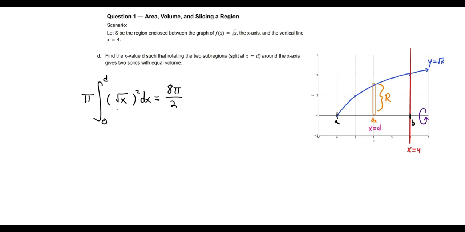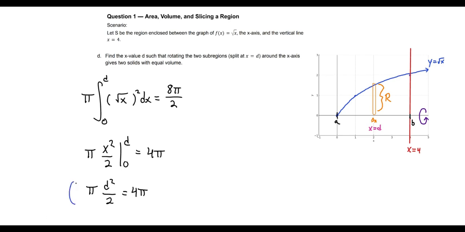So, okay, let's start by evaluating this integral over here. The square root of x squared is just x. Once you find the integral, you're just going to get x squared over 2 from 0 to d. 8 divided by 2 is 4. When we plug 0 in, we're just going to get 0, so I'm not going to worry about that. When we plug d in, we're going to get d squared here.